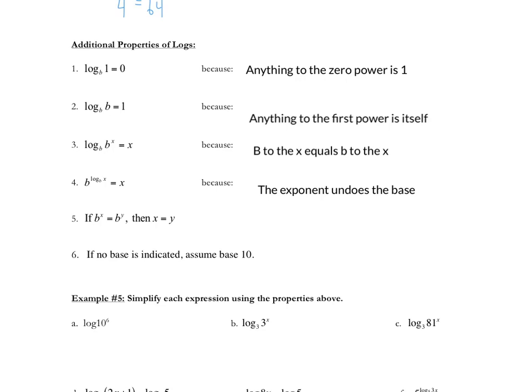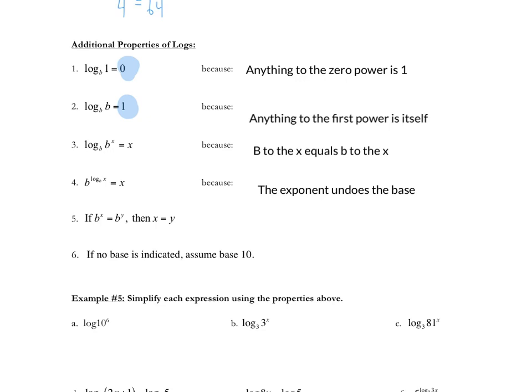So the first one, log base b of 1 equals 0. Why is this true? Well, that's true because anything to the 0 power, and remember our answer is an exponent, equals 1. Number 2, I have log base b of b equals 1. Why is that true? Because anything to the first power is itself, right? This is an exponent here, so if I raise b to the first power, I get b, whatever b is.